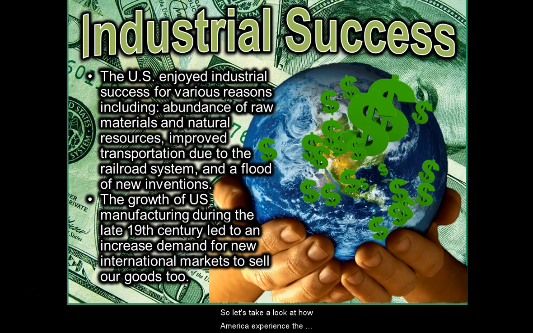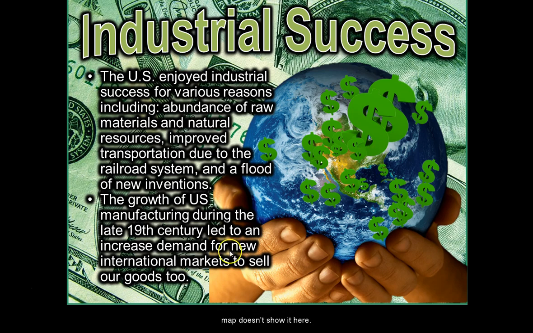So let's take a look at how America experienced the industrial success it did. Much of the American industrial success came from the fact that, well, first of all, we have oceans on both sides of the United States. These oceans kind of protect us from war and invasion. This didn't protect the Native Americans from invasion, of course, but they had very low resistance to European diseases, which hurt them tremendously. There are a lot of waterways in America.